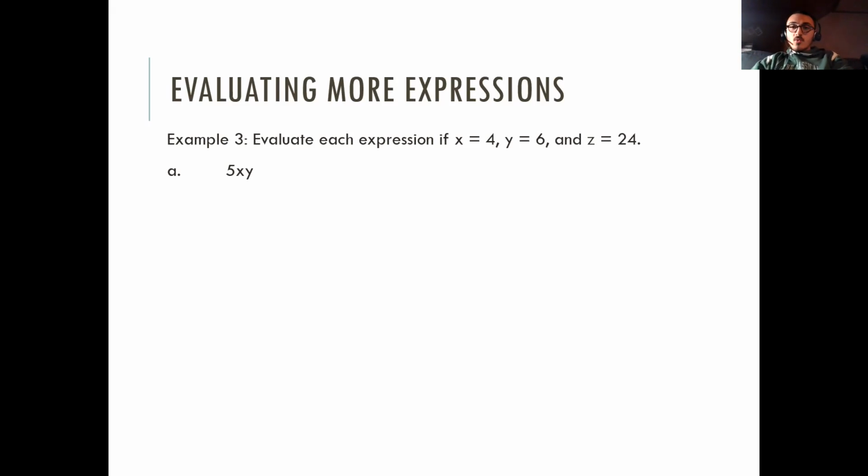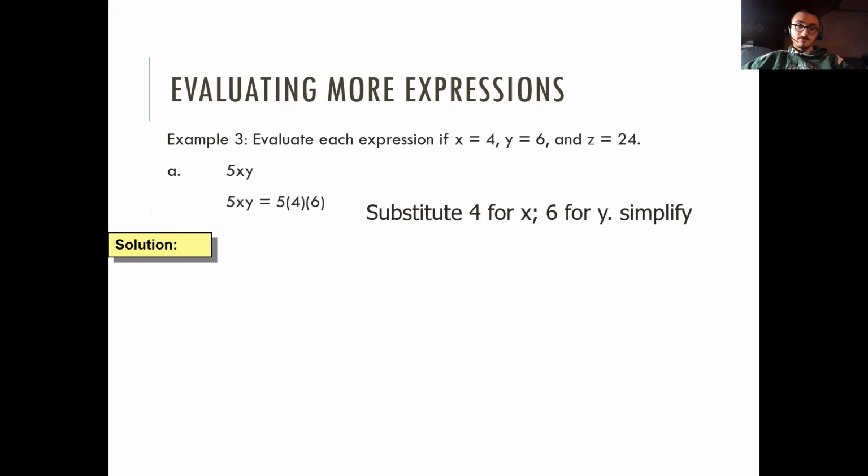So if x is equal to 4, y is equal to 6, and z is equal to 24. First problem right here, I have 5xy, same thing as 5 times x times y. So some multiplication here. We're going to substitute 4 for x and 6 for y. So 5xy is the same thing as 5 times 4 times 6. 5 times 4 you will get 20. 20 times 6, you will get 120. So 5xy, when x is equal to 4 and y equals 6, is equal to 120.